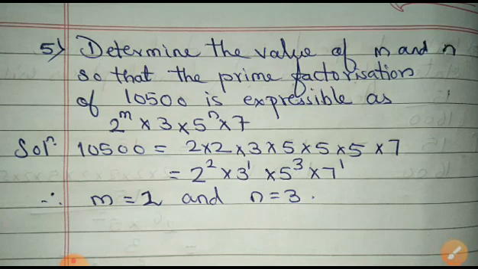Next, determine the values of m and n so that the prime factorization of 10,500 is expressible as 2 raised to m into 3 into 5 raised to n into 7. I have to find the values of m and n so that 10,500 can be expressed as the given prime factors. So what is your aim? Find the prime factors of 10,500.